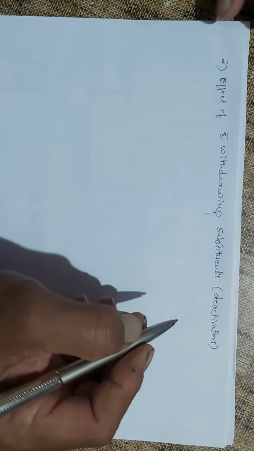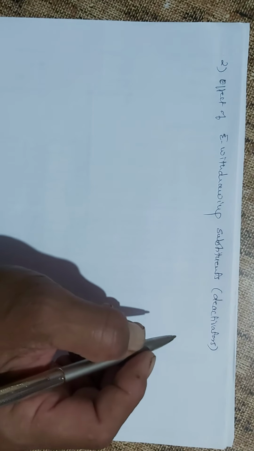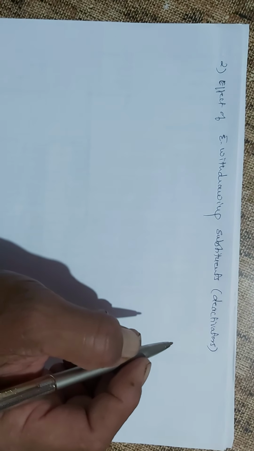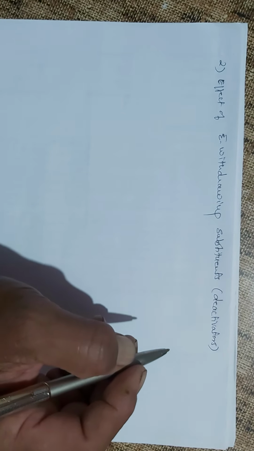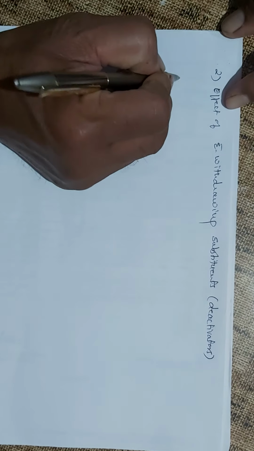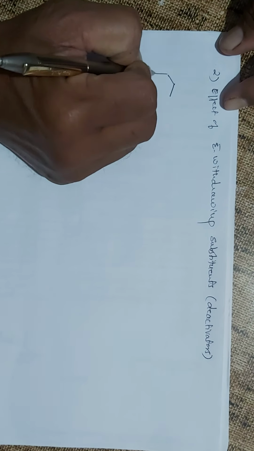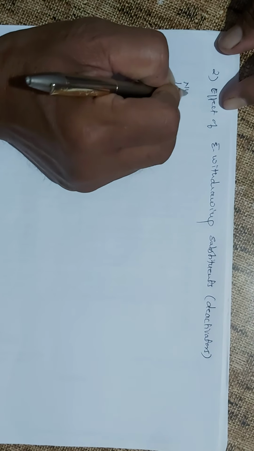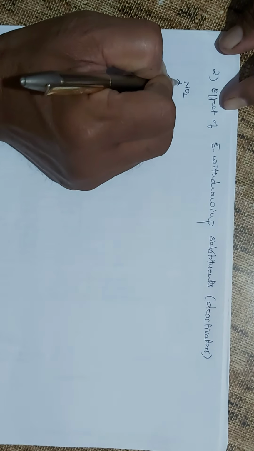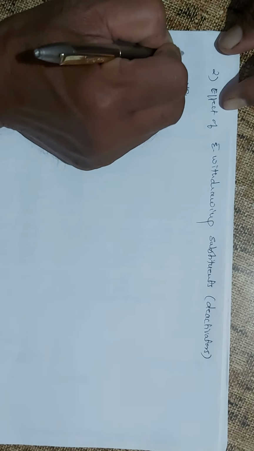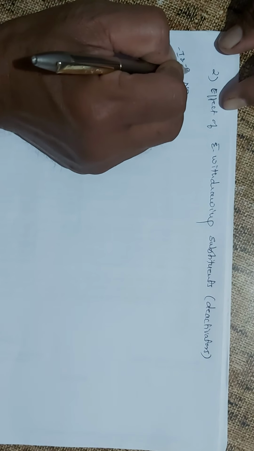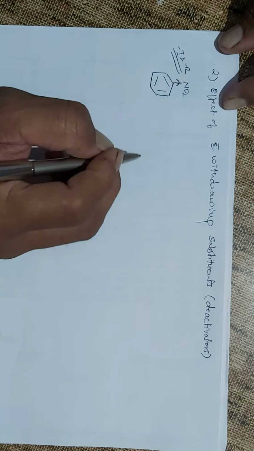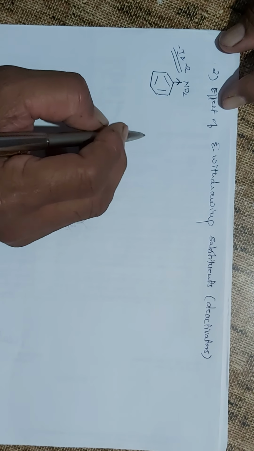And so the deactivating groups are the electron withdrawing groups, which show either the minus R effect or the minus I effect. Here we will take the example of electrophilic substitution of nitrobenzene, which shows the minus I and minus R effect. Both effects are seen in this molecule, and so it's a strongly deactivating group.